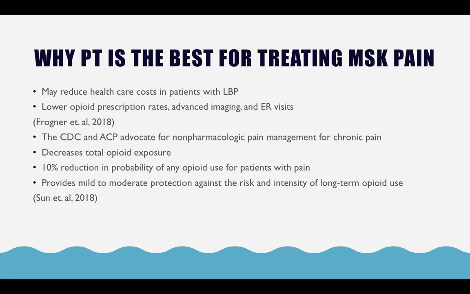Early physical therapy use decreases the total opioid exposure, with a 10% reduction in the probability of any opioid use for patients with shoulder, neck, knee, and low back pain. Physical therapy can provide mild to moderate protection against risk and intensity of long-term opioid use for patients with severe musculoskeletal pain. Receiving physical therapy within 30 days of injury enhances protection against opioid use.